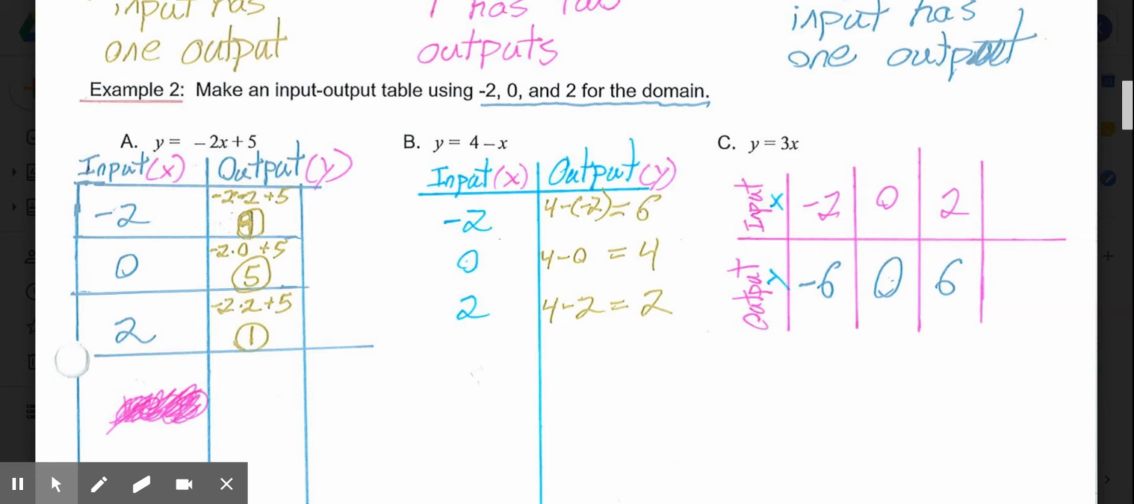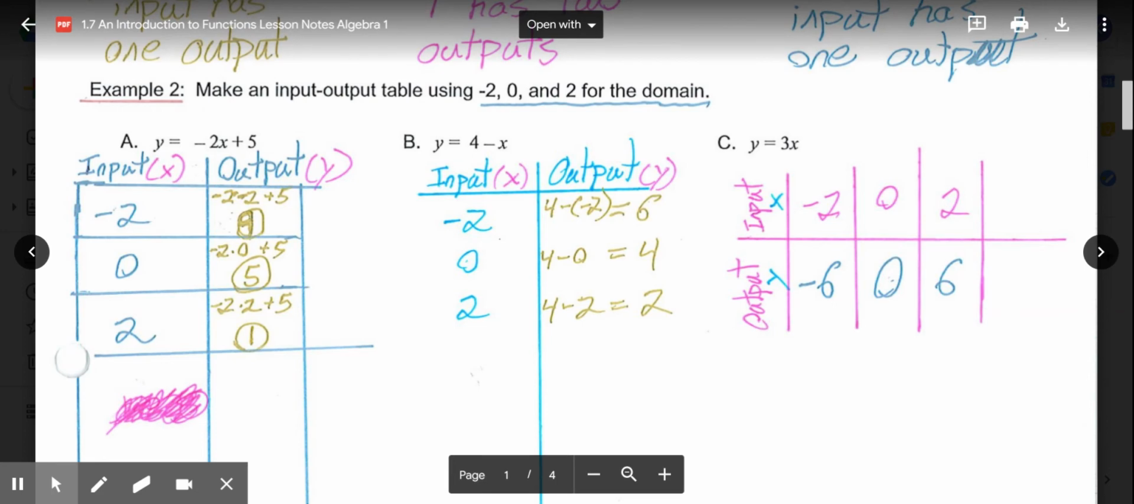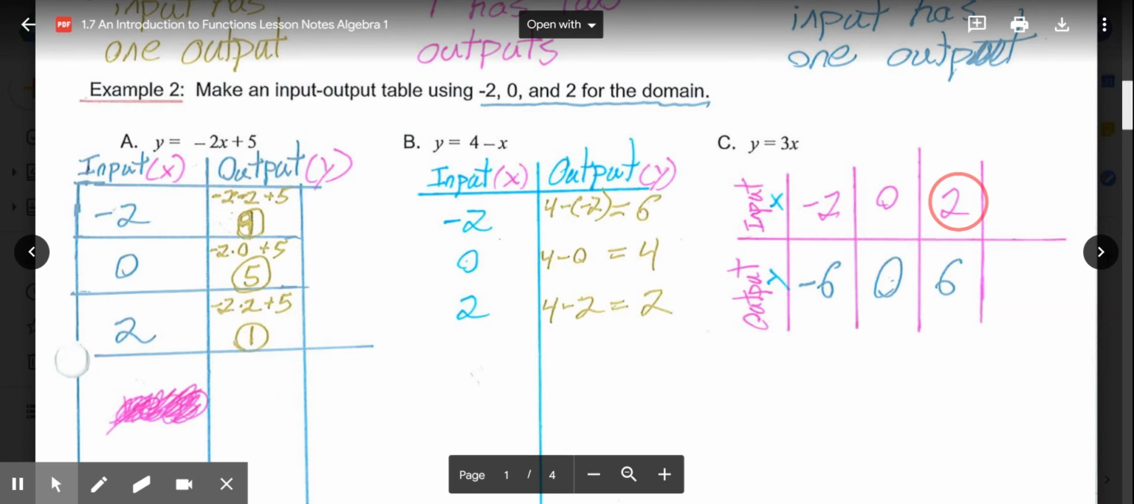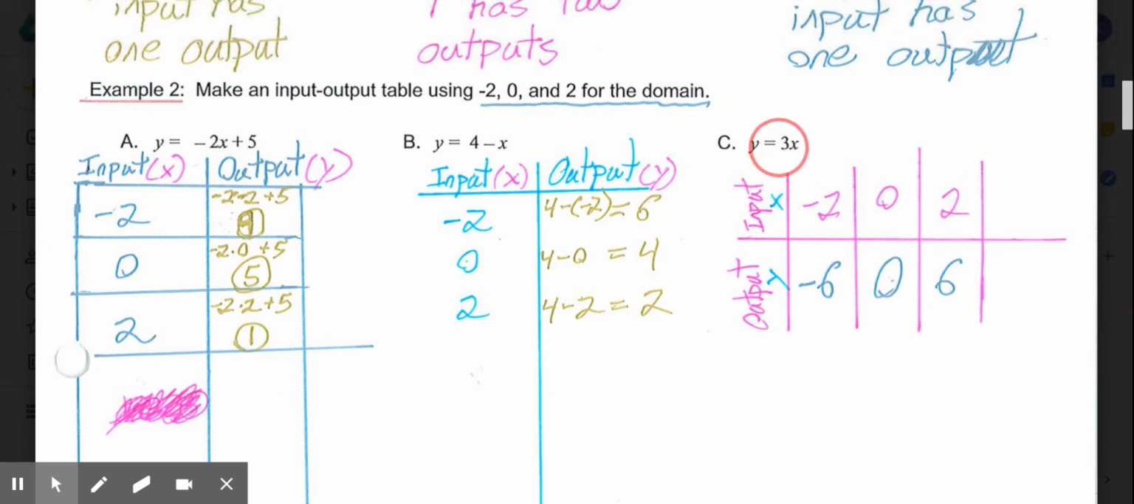And then for C, I made a horizontal input-output table. So all acceptable options. Input on top, x, output on bottom, y. And then we're putting in our domain, -2, 0, and 2. We're substituting those in for x in the equation, y equals 3 times x.